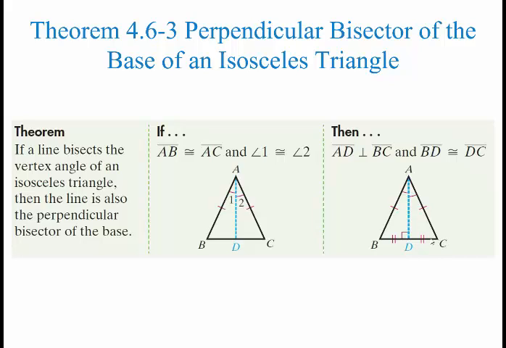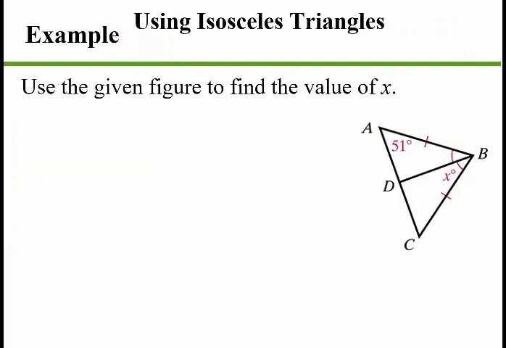All right, let's work a problem involving this perpendicular bisector of the base of an isosceles triangle theorem. You're given this figure, and what you want to do is find the value of this angle x right here.